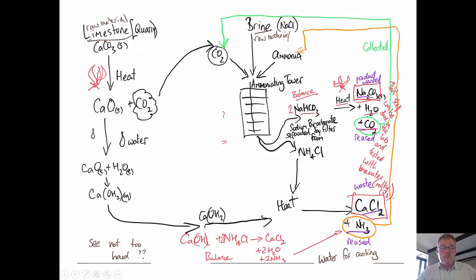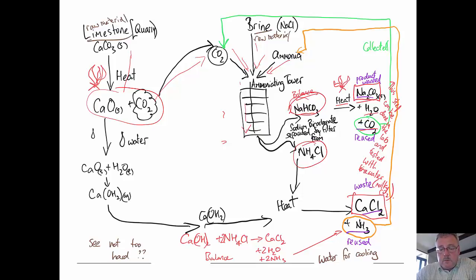This is a mind map model of what the same process is. You can see we have heat, calcium carbonate, and it's being split up into these. CO2 gets used in this process. We've got our brine, we've got our ammonia. They go down through the tower to produce these two.